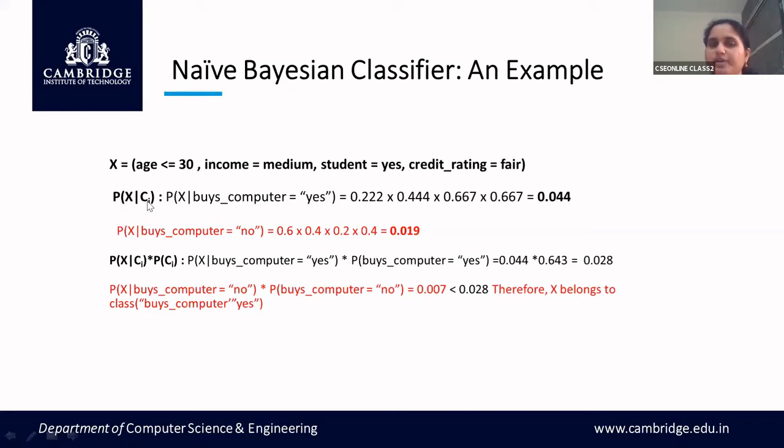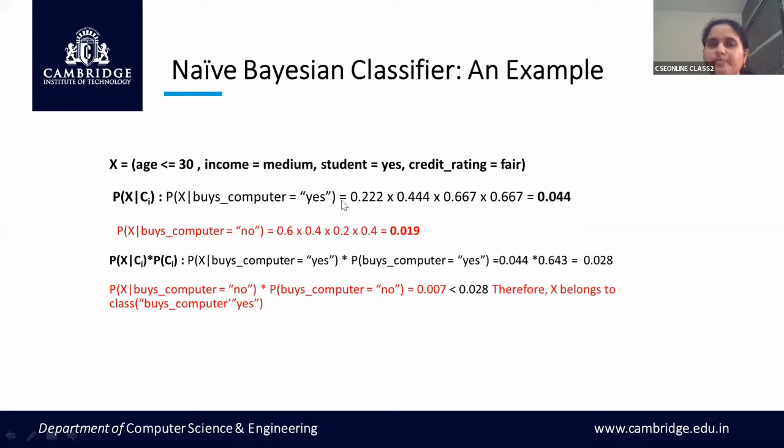But what do we need to find? We need to find the posterior probability. That is P of Ci with respect to X, which will be your posterior probability. In order to find the posterior probability, first I will find out the likelihood, that is P of X with respect to Ci. So let me assume that buys computer is yes first. So X with respect to the class label yes.